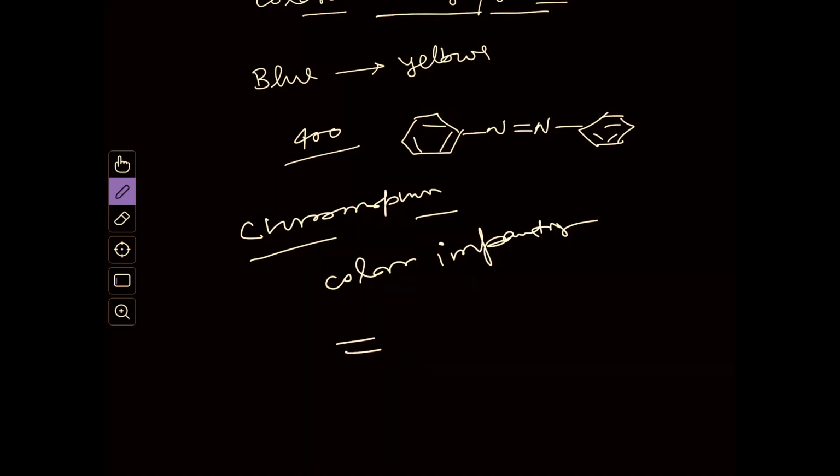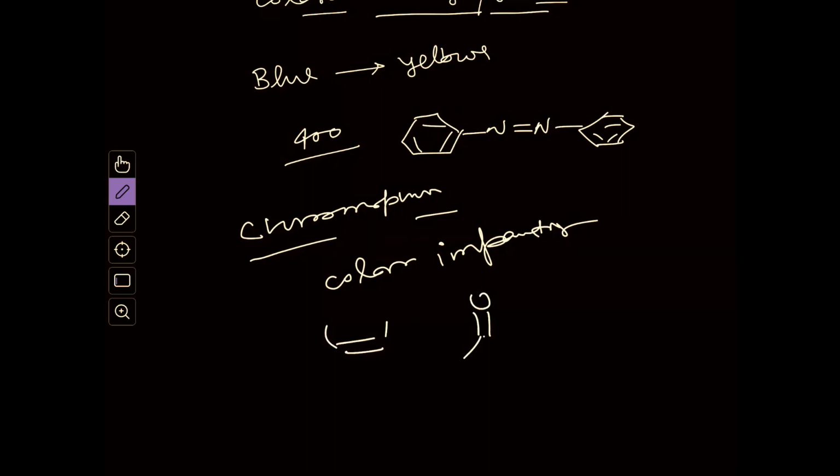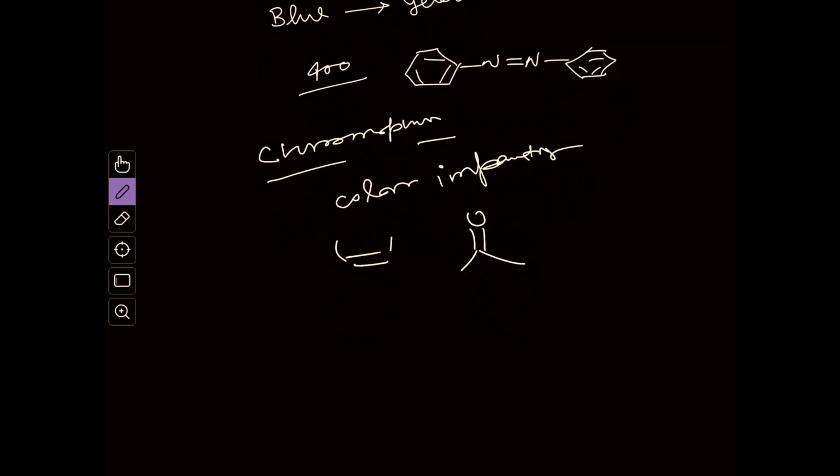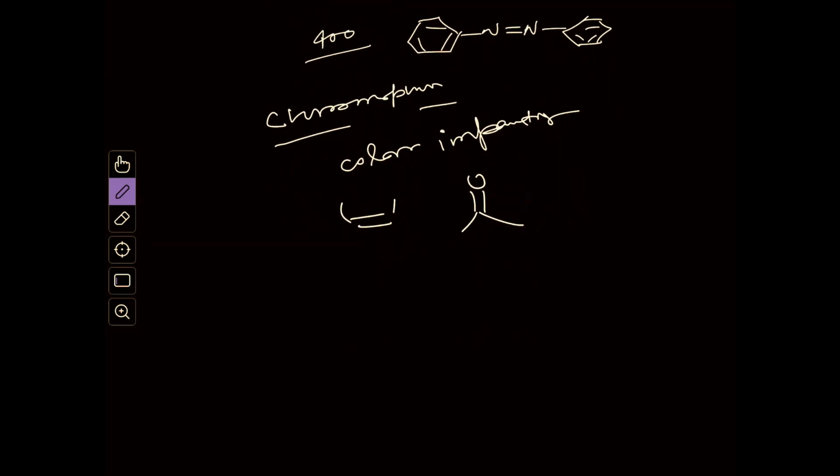For example, a pi bond is a chromophore, a carbonyl group is a chromophore. All these groups which can absorb light are chromophores, and chromophores are actually responsible for the color of a molecule. Another term is oxochrome.